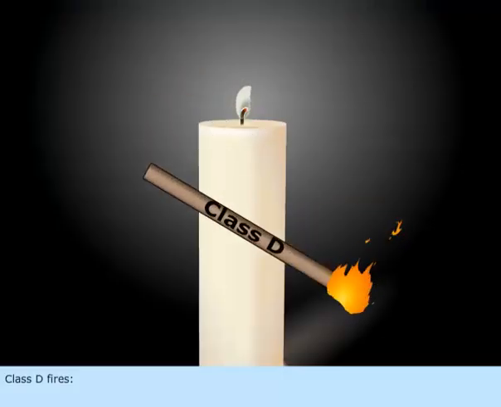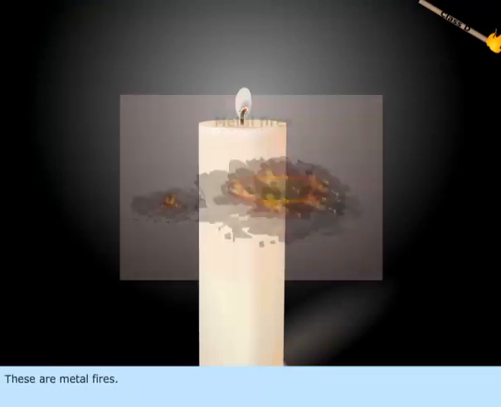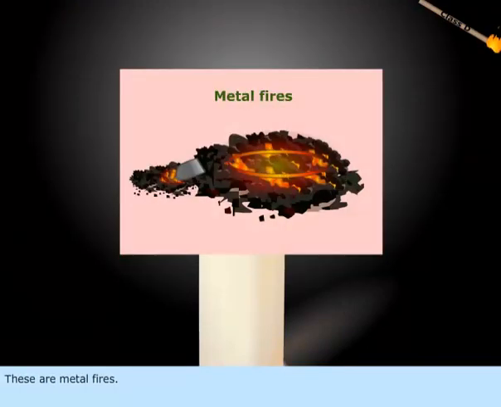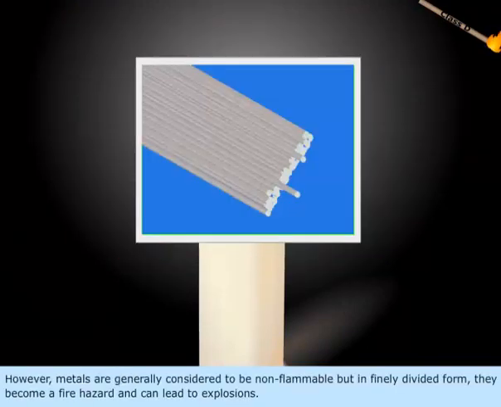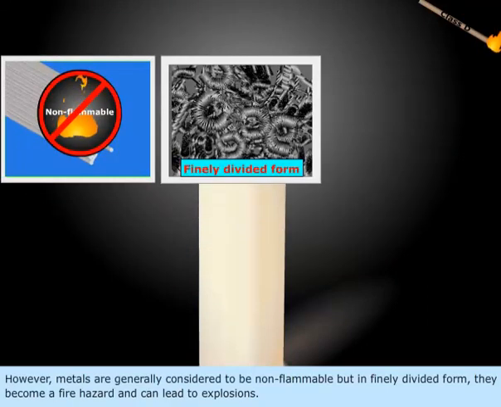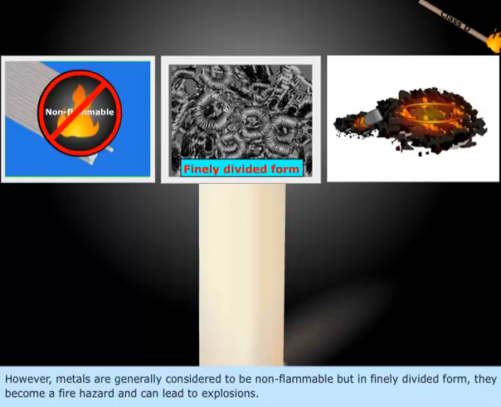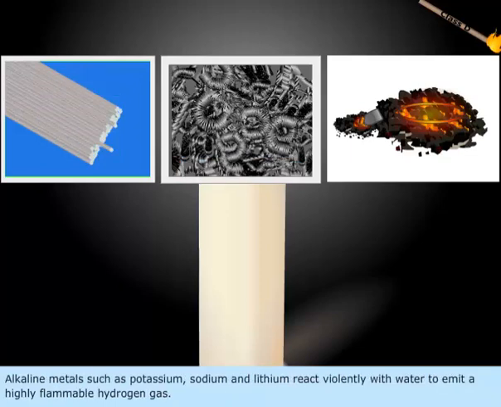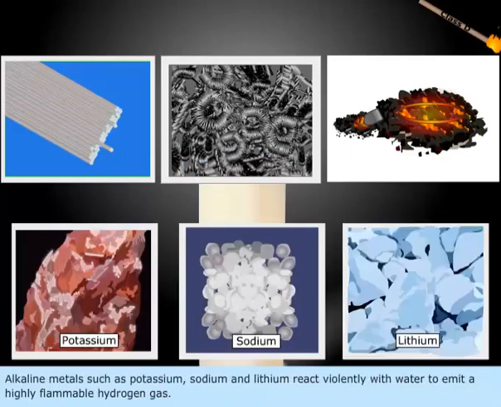Class D fires. These are metal fires. Metals are generally considered to be non-flammable, but in finely divided form, they become a fire hazard and can lead to explosions. Alkaline metals such as potassium, sodium, and lithium react violently with water to emit highly flammable hydrogen gas.